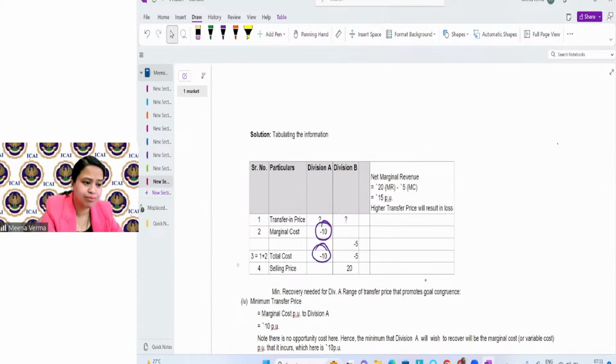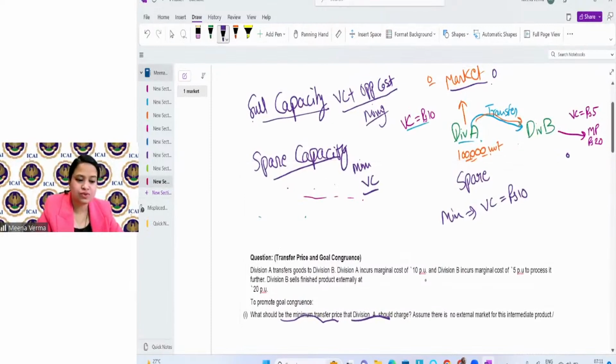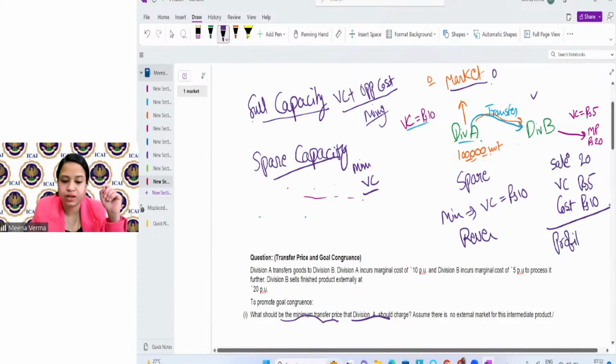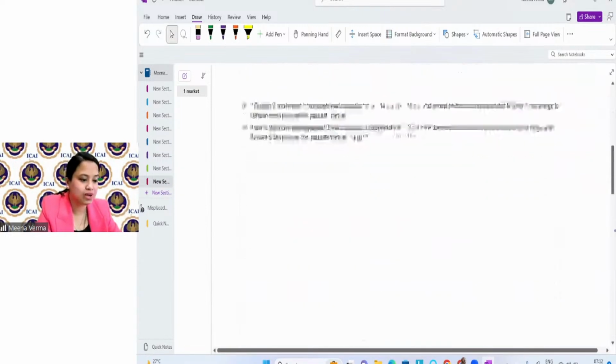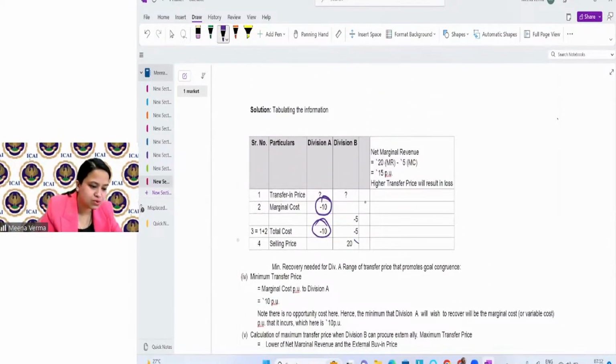Later on, what will happen? This marginal cost will be the revenue for division A. They are selling the goods, right? And division B is buying the goods, so this will be the cost for division B. So division B's cost is what? Rupees 10 is the cost of the transferred good, and the variable cost they are incurring is rupees 5. And they're selling it for rupees 20. So per unit, what is the profit they're earning? Per unit, they're earning rupees 5 as profit. It is also mentioned here that they are earning rupees 5 as profit per unit, where the sale price is 20 for division B.